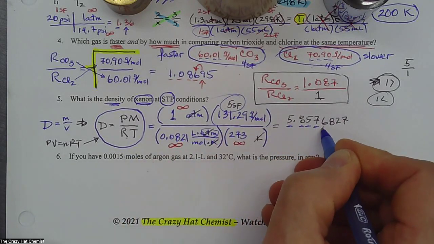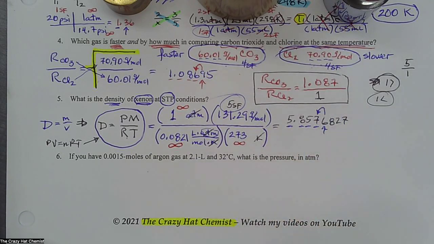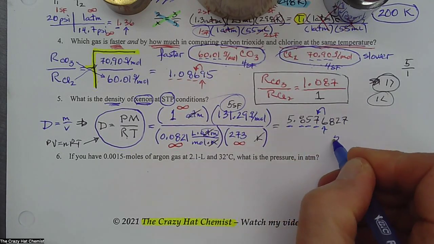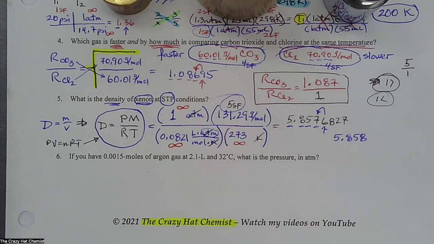And I'm going to round this to how many significant figures? 5. 1, 2, 3, 4 and 5. That 6 is 5 or greater, so I'm going to add 1 to the preceding digit. That 7 becomes an 8. So it's going to be 5.858.